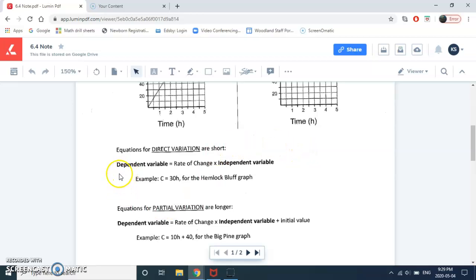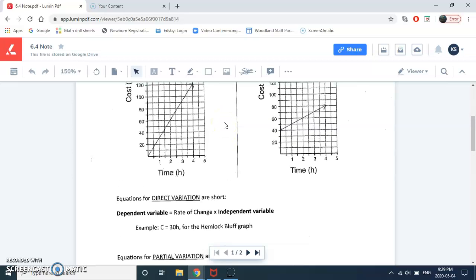All right, so for our direct variation, to write an equation, what we need to do is find our rate of change, which we have gone over in our last one, which is our rise over run. Remember, we take 2 points along this line, and then we find our slope, and that's our rate of change. And we're going to multiply that by our independent variable, and our independent variable is always found at the bottom of the graph. Remember, that's the one that changes, that doesn't get impacted based on the other one.